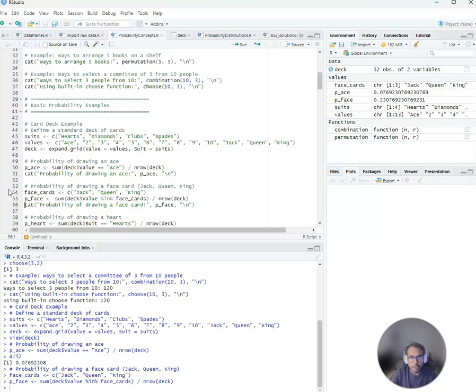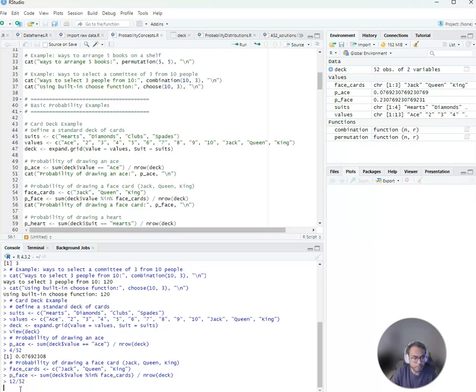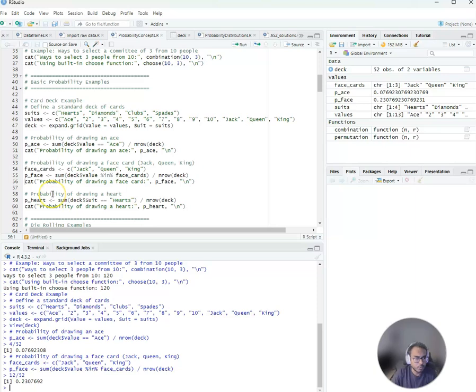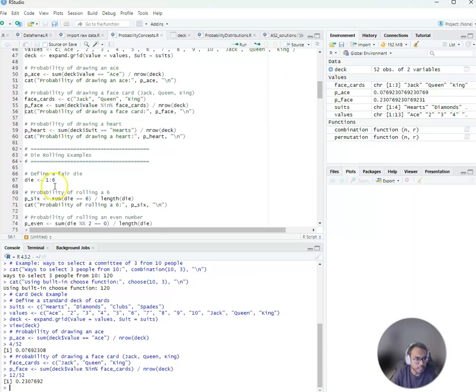And that is 0.2307 over here. Another way of looking at that is 12 by 52, which is the exact same thing. So this is how we can manually code up these probabilities.